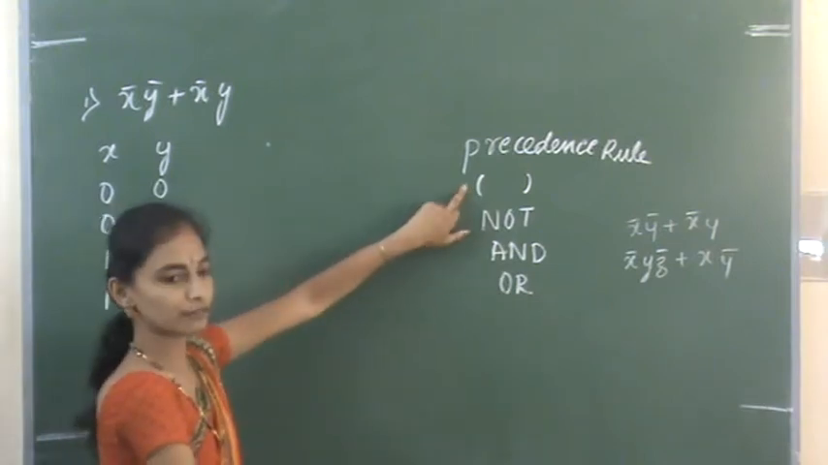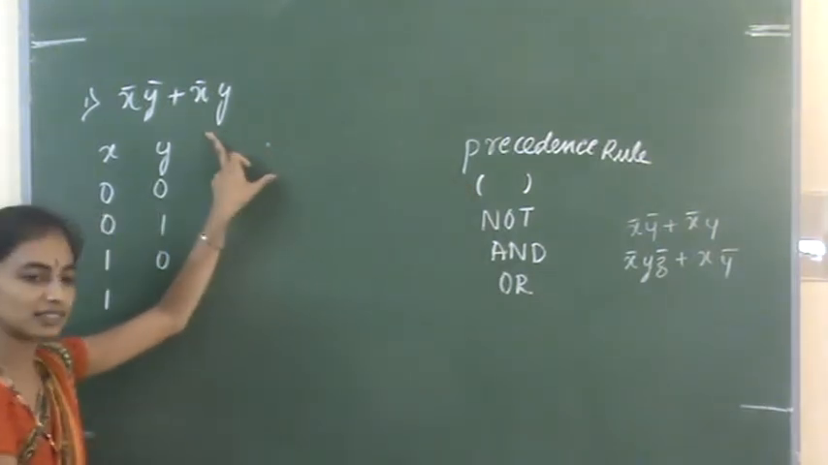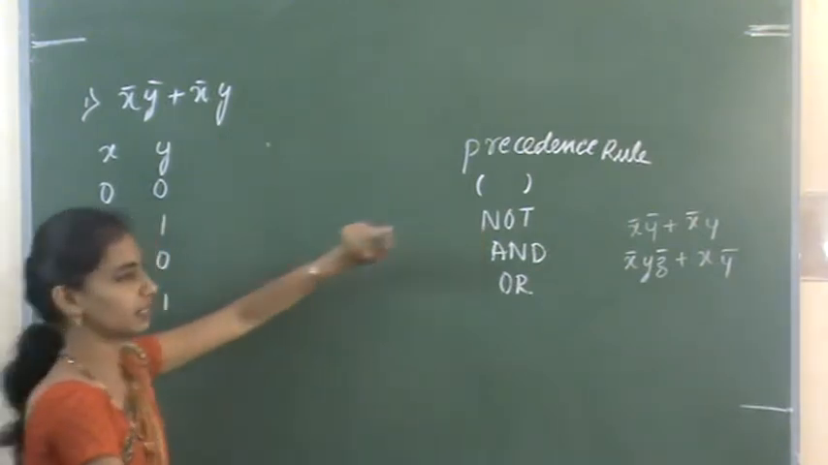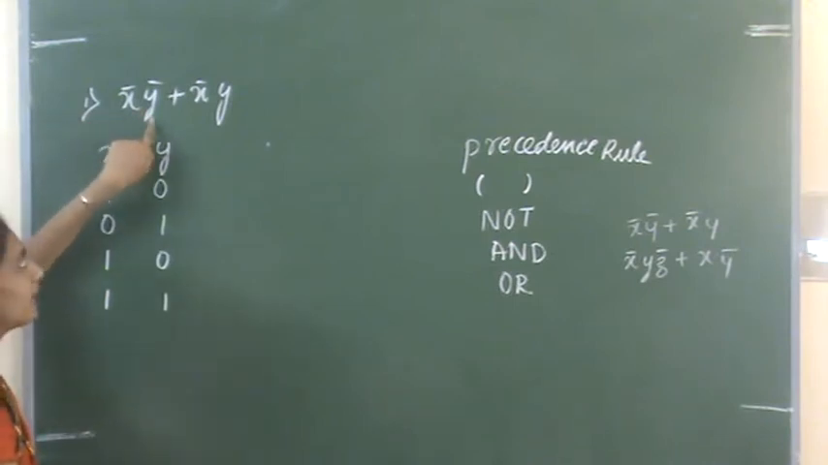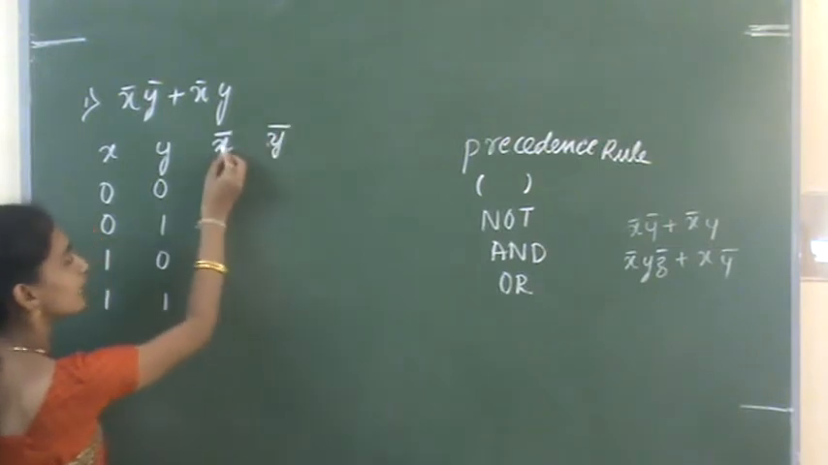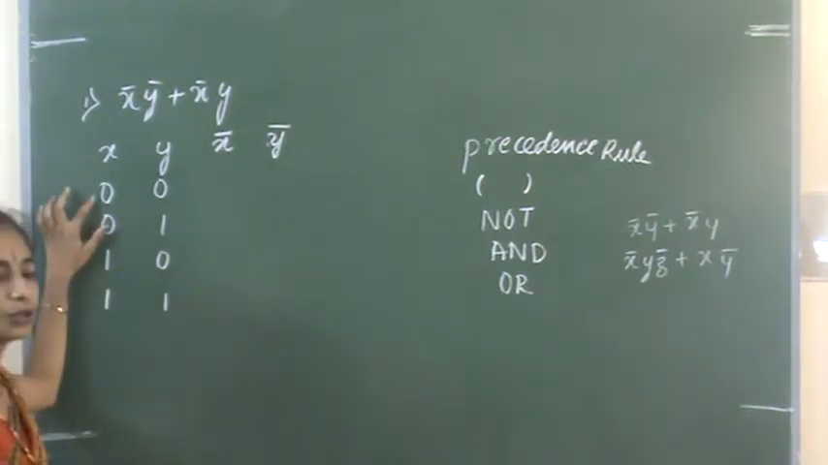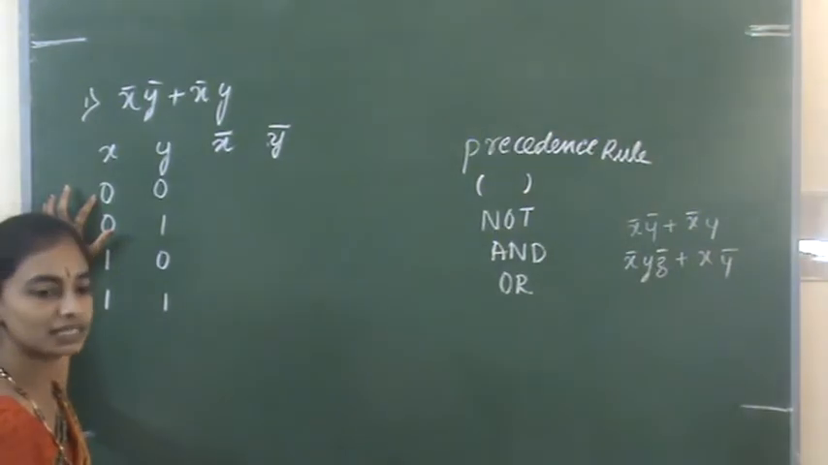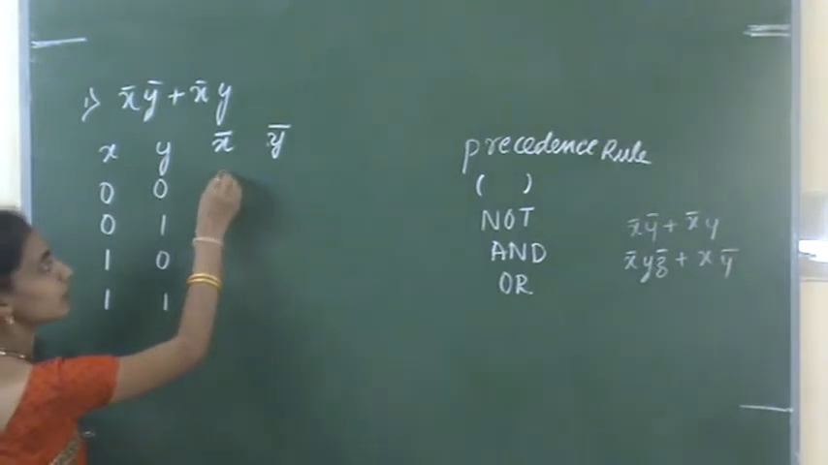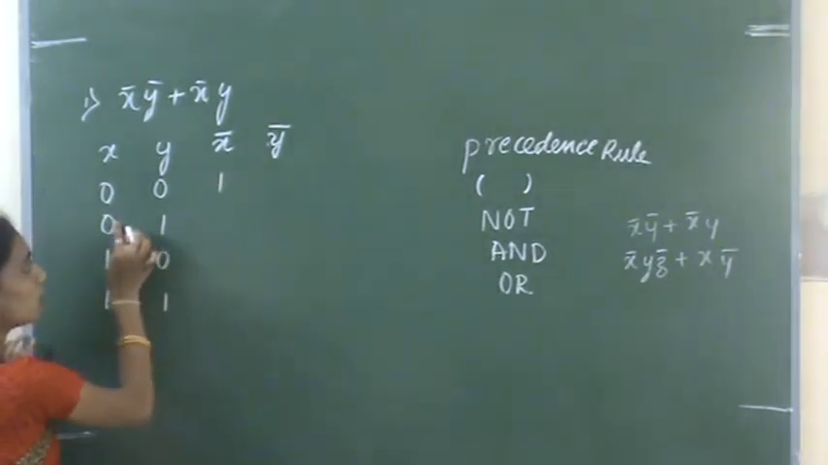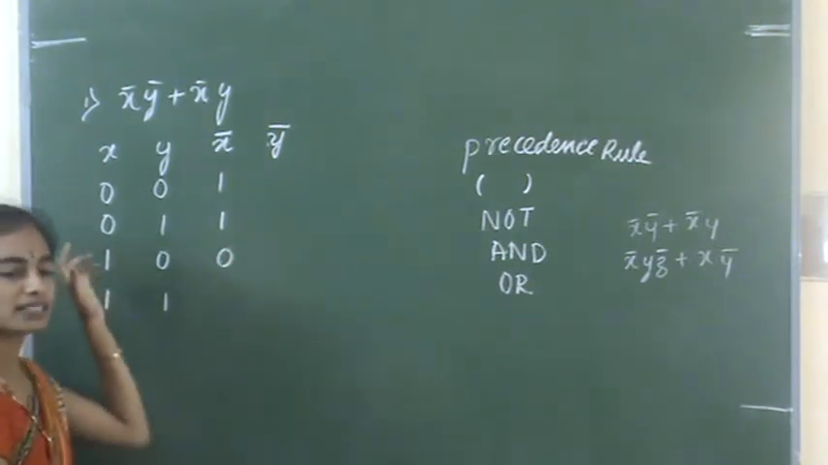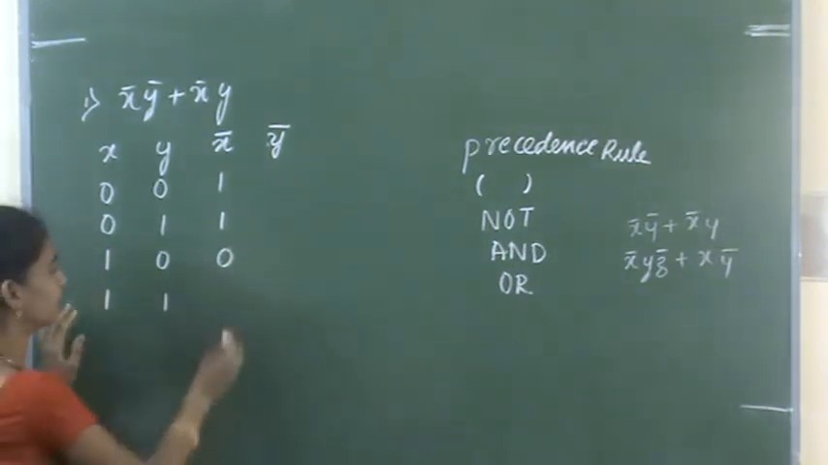So first we check for parenthesis. Is there any parenthesis in this expression? No. So next we check for the not operator. The not operator means this x bar and y bar, so we write x bar and then y bar. For x bar, we have to complement the values of x, right? We have 0 here. The complement of 0 is 1, the complement of 0 is 1, and the complement of 1 is 0. We are just replacing 1 by 0 and 0 by 1.